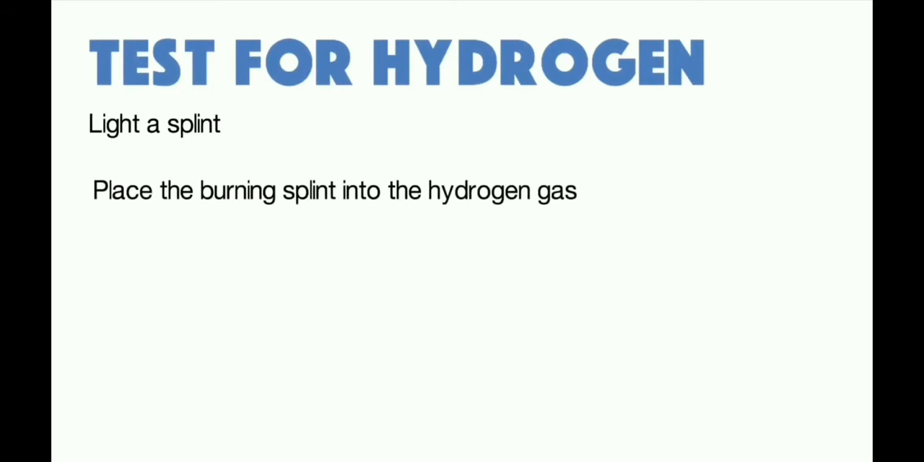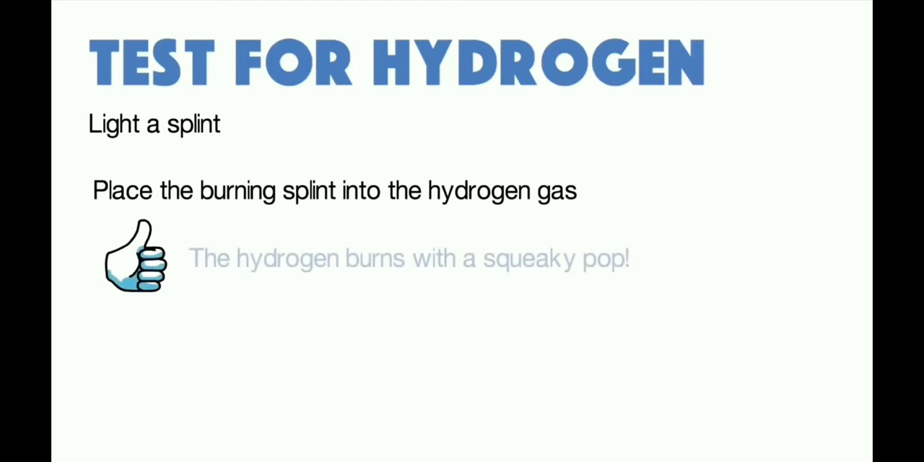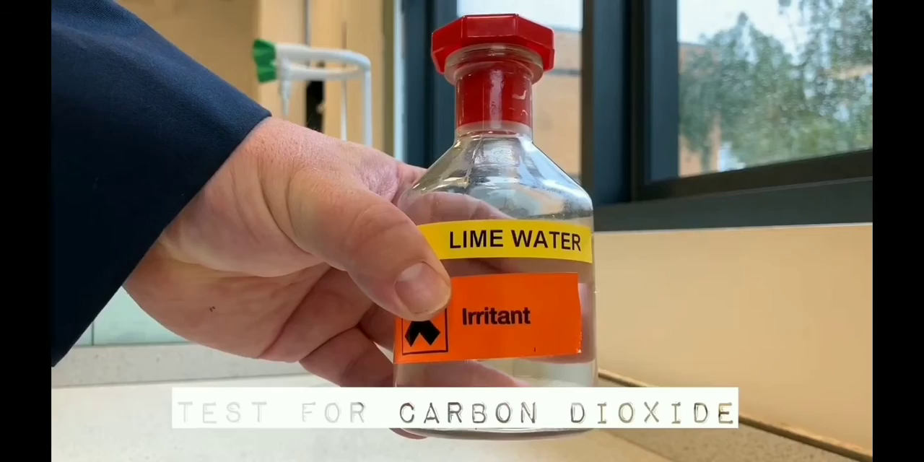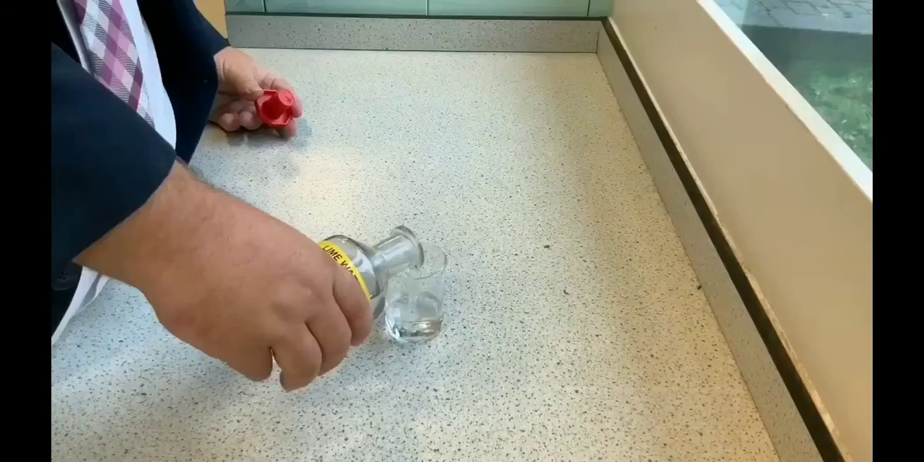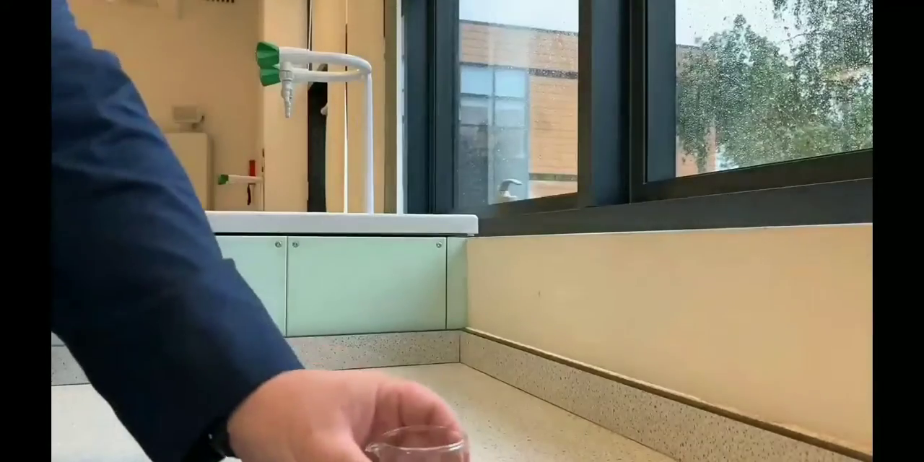Okay, so the test for hydrogen, as we just said as a summary, we light a splint, we place the burning splint into the hydrogen gas, and the positive test would be that the hydrogen burns with a distinctive squeaky pop.